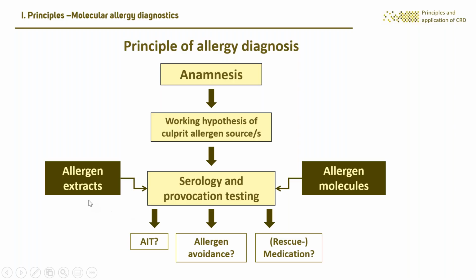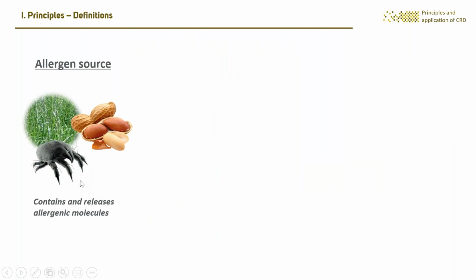Well, one could ask the question, if allergen extracts work since a century, why just don't we continue using them? The answer is a little bit more complex. But first, to better understand what is behind extracts and molecules, I would like to talk a little bit about a few basic definitions. So what is an allergen source? This is quite simple. It can be any natural or man-made material like plants, food items, or animals which contain and release allergen molecules.